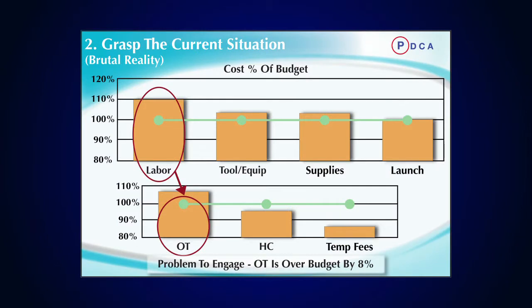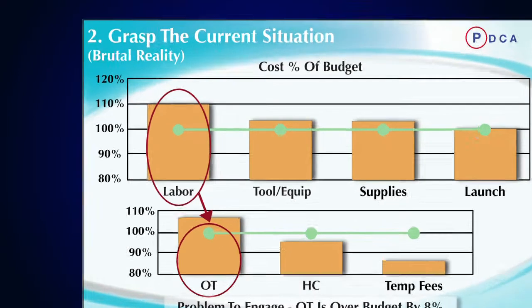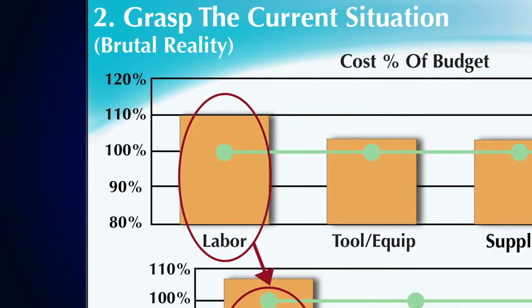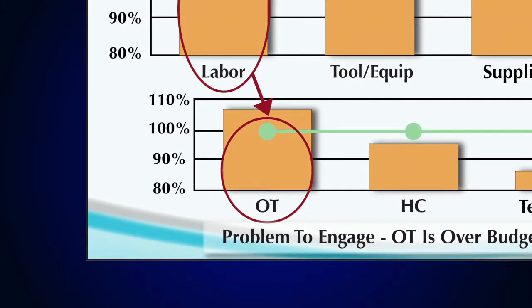For our sample problem, we use a pair of graphs to show the costs that are affecting the site's profitability. From the first graph, it is clear to see that of the 4 costs shown, labor is over budget by 10%. By breaking labor down even further in another chart, we see that of all the labor costs, OT is over budget by 8%.